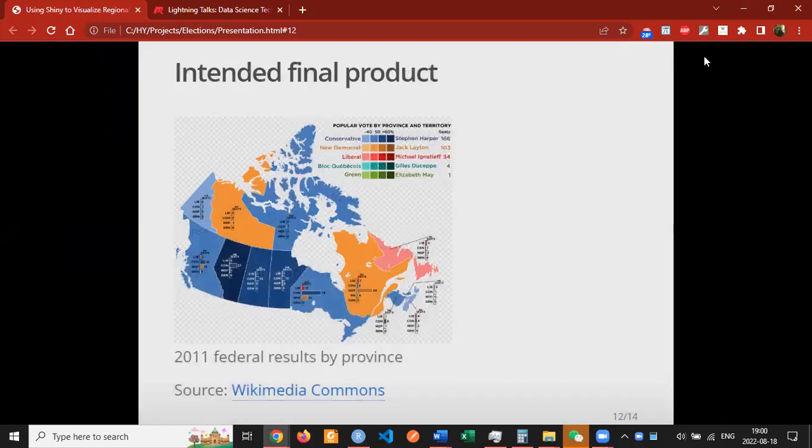So I had actually intended for this Shiny dashboard to have those sorts of bars for the party results that you see in each of the provinces in this actual map from 2011. But I did run into some GeoJSON-related technical problems along the way.